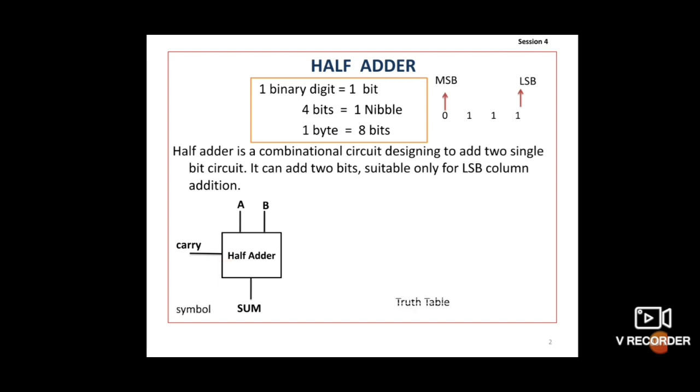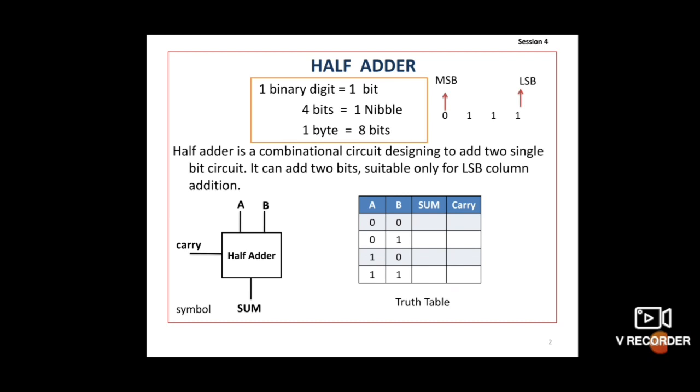Now see the truth table of this half adder. Here 2 inputs means 2 raised to 2, which is 4 possible combinations. So here 0 0, 0 1, 1 0 and 1 1. These are the possible combinations for 2 inputs. These A and B are 2 inputs, and sum and carry are outputs. So here we use simple binary addition rules.